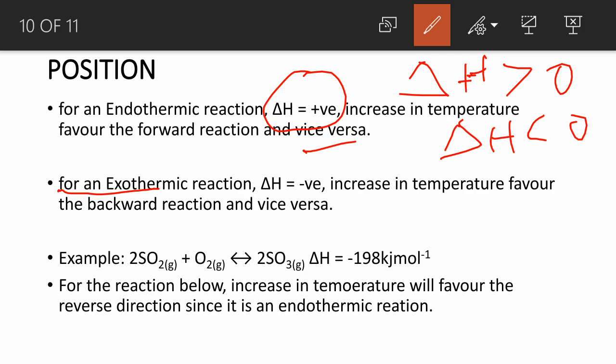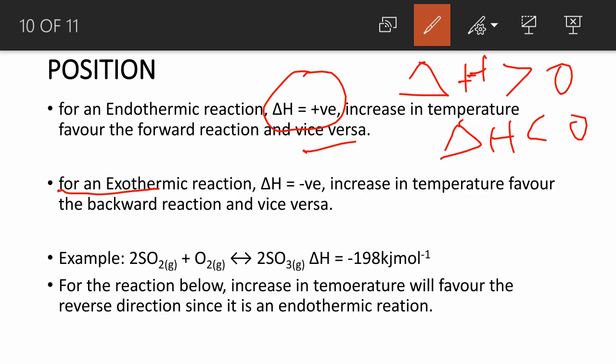So once I'm dealing with temperature, the question I ask myself is, is the reaction an endothermic reaction or an exothermic reaction? If I confirm it's an endothermic reaction, I know that increase in temperature will favor the forward reaction, but decrease in temperature will favor the backward reaction. If I know that it is exothermic, then increase in temperature will favor the backward reaction, but decrease in temperature will favor the forward reaction.